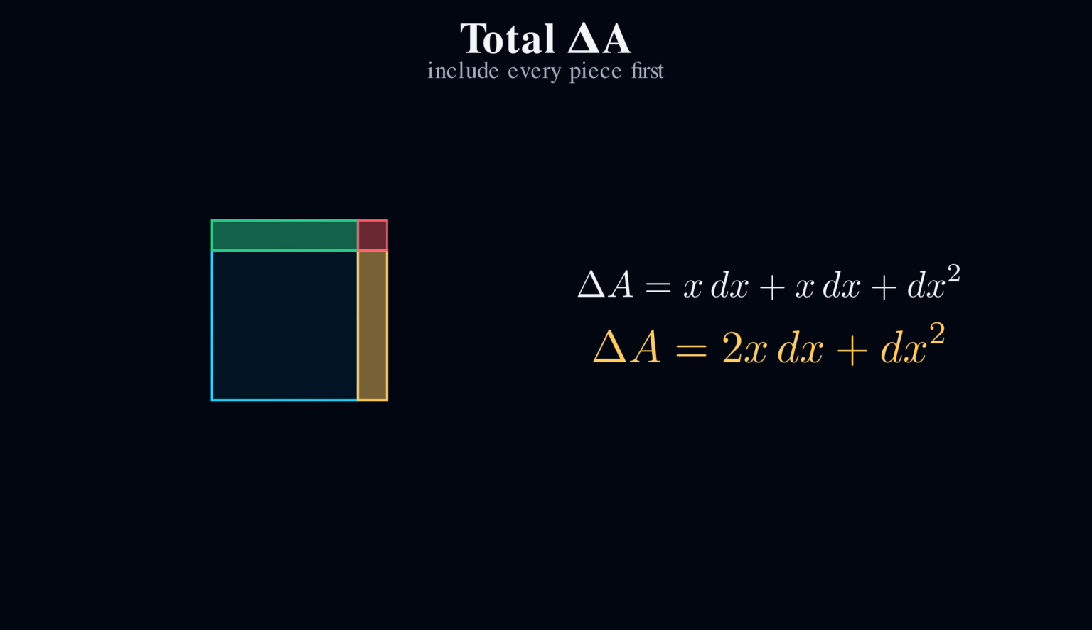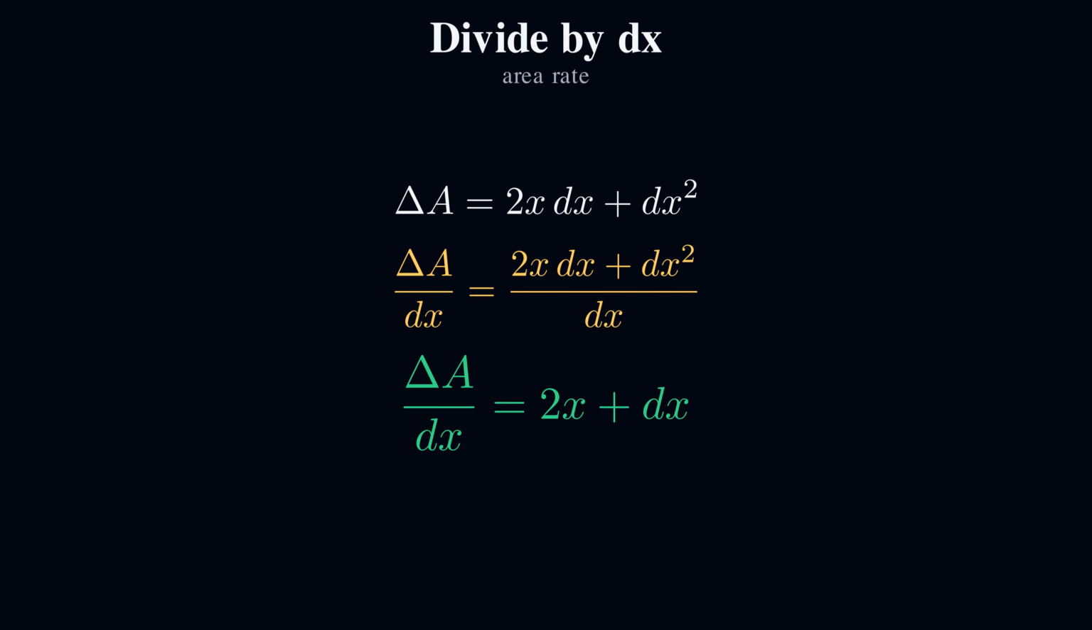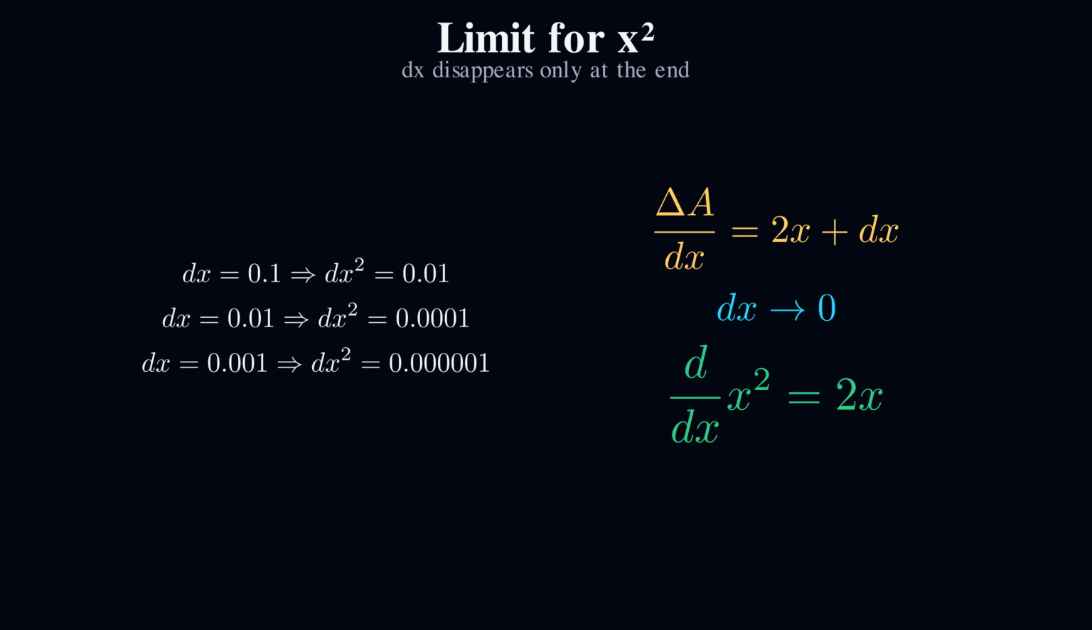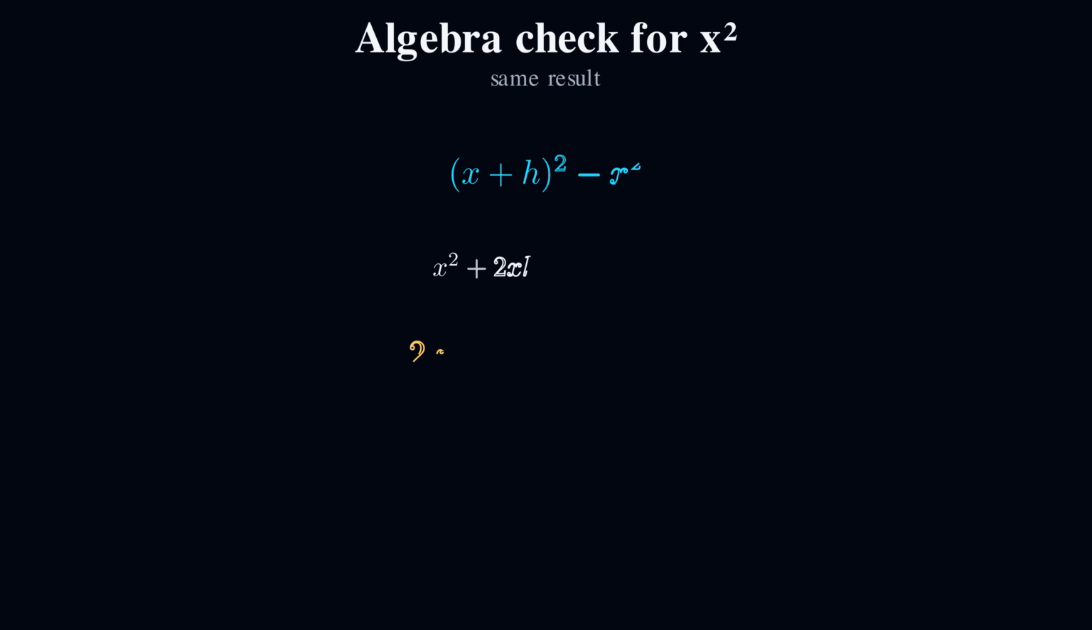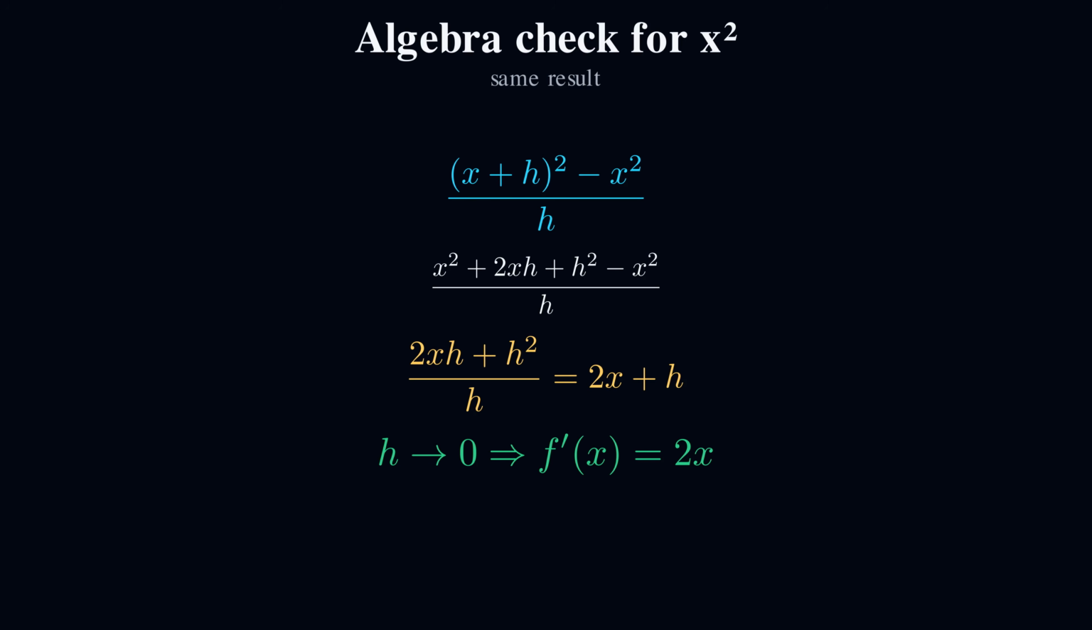To find how fast area changes with side length, divide delta A by dx. (2x dx plus dx squared) divided by dx becomes 2x plus dx. Now let dx approach 0. The extra dx term becomes smaller and smaller. What remains is 2x. That is why the derivative of x squared is 2x. The algebra confirms the picture. Expand (x plus h) squared, subtract x squared, divide by h while h is not 0, and then let h approach 0. The answer is 2x.